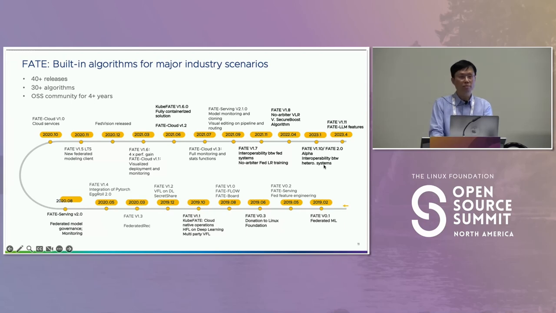And just last month, we released a feature called FATE LLM, for large language models. This helps people build large language model fine-tuning using federated data. I'll talk about it a little bit because many people have great interest in this LLM area recently.